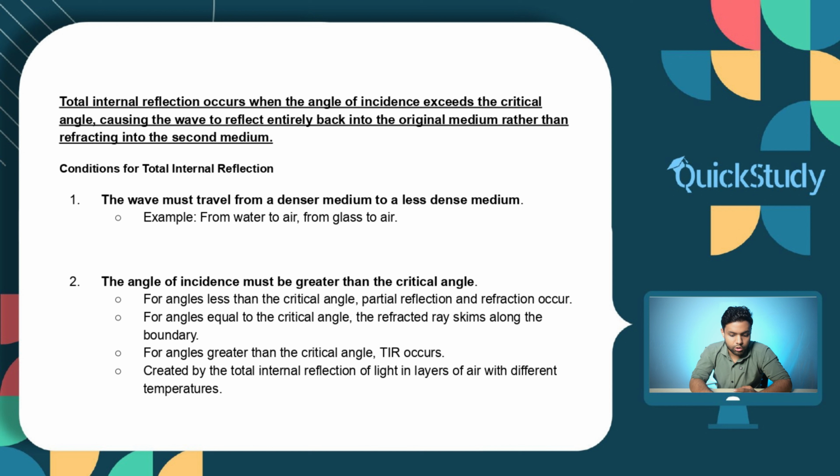We must remember that total internal reflection occurs when the angle of incidence exceeds the critical angle, causing the wave to reflect entirely back into the original medium rather than refracting into the second medium. There are some conditions for total internal reflection. The wave must travel from a denser medium to a less dense medium, for example from water to air or from glass to air. The angle of incidence must be greater than the critical angle. For angles less than the critical angle, partial reflection and refraction occur.